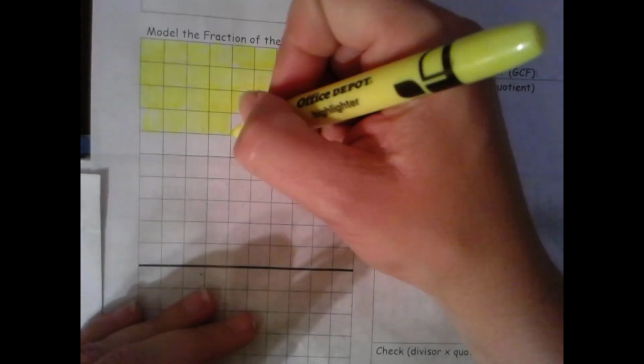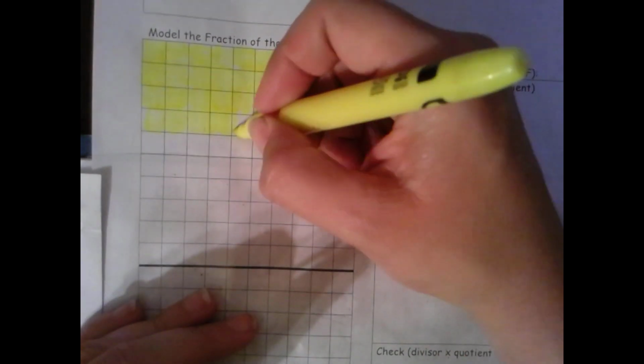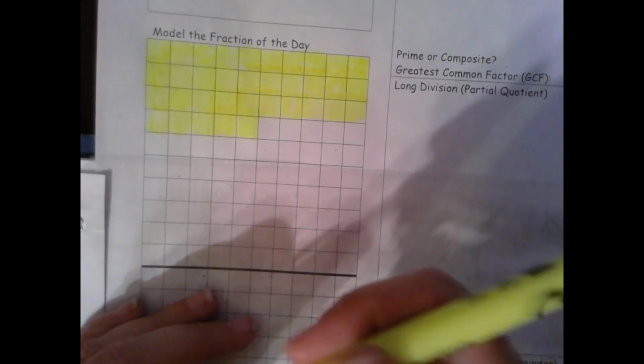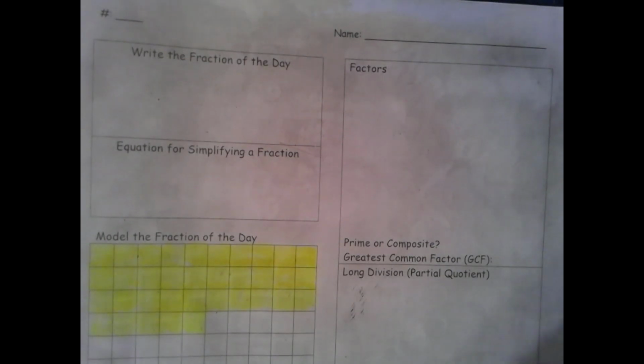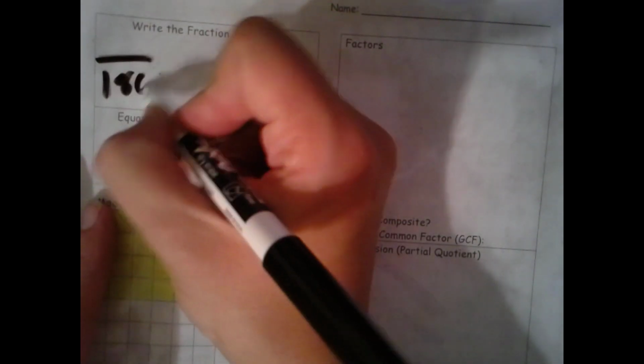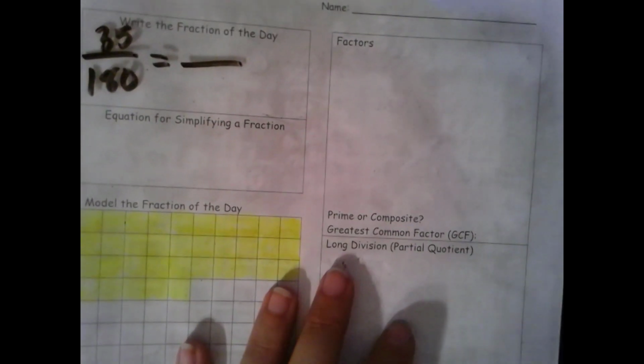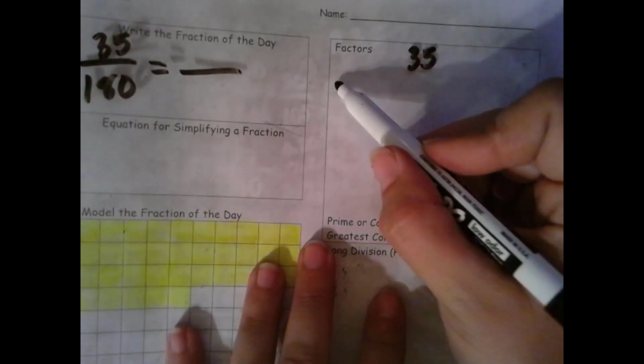There you go. Alright, so let's get our beginning fraction. Our denominator is 180, so that's how many total school days, and we're on day 35. So we need to find our factors of our numerator, which is 35. Two factors we always know are 1 and the number itself.